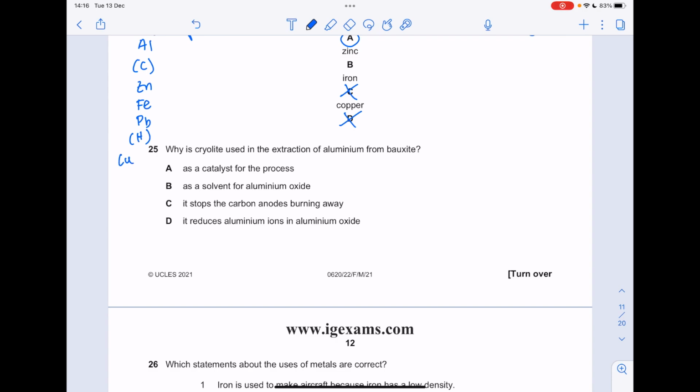Why is cryolite used in the extraction of aluminium from bauxite? It actually helps to lower the melting point of aluminium oxide because it acts as a solvent to help it dissolve.